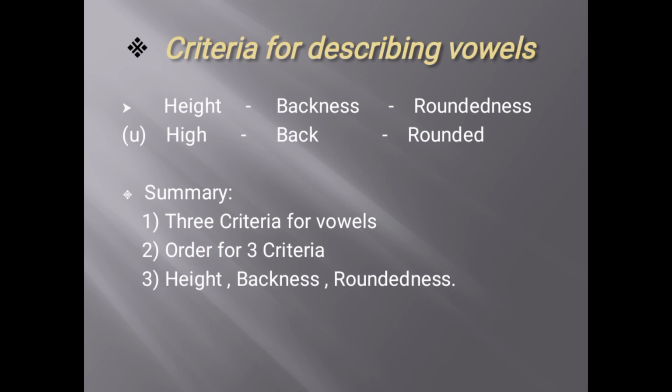Summary: there are three criteria for vowels, in this order: height, backness, and roundedness. These are the three points we have learned in articulatory phonetics in vowels.